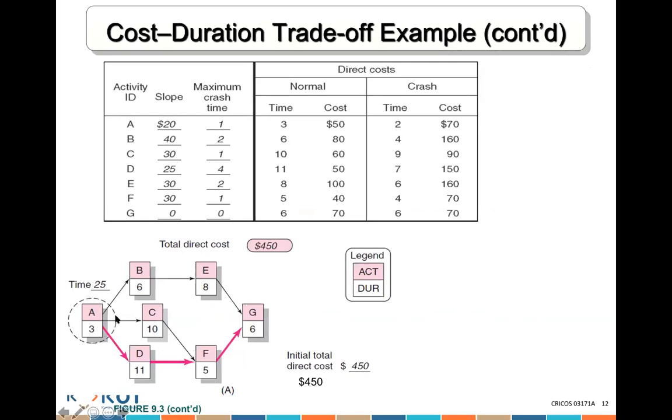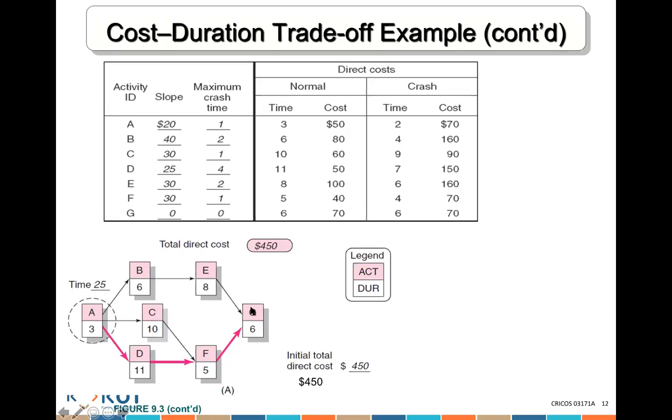The second path is A, C, F, G. The third path is A, D, F, G. So there are 3 pathways. The second thing I want you to do is go and actually add the duration. A, B, E, G is 23 days. 6 plus 6 plus 8 plus 3, that's 23 days.